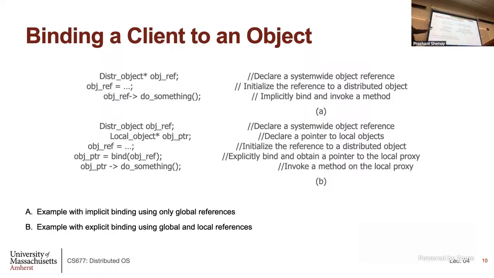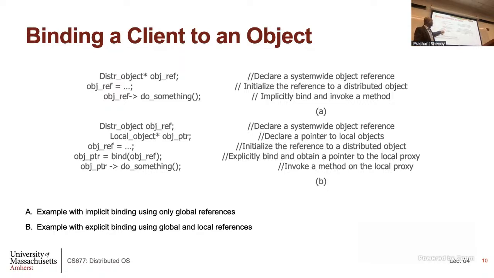There are two types of binding. Binding essentially means how do I locate where the server is running and where the object is residing. One is called implicit binding, where you simply call an object and a method on that object, and then the runtime system will say this is the first time you are making a method call on this object. So it will try to figure out where the object resides in the network, what process, what machine is it running. That's called implicit.